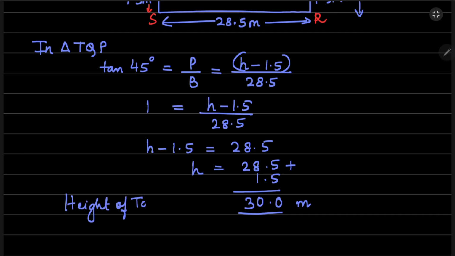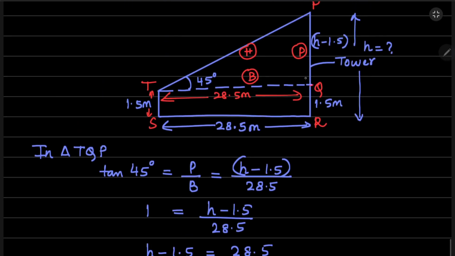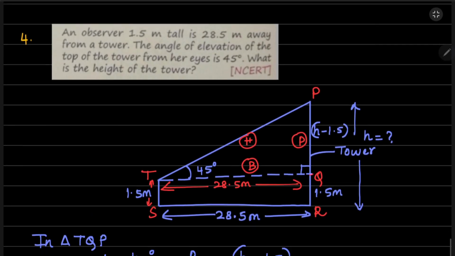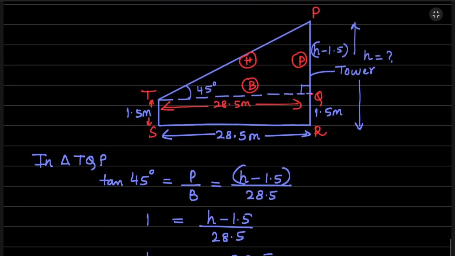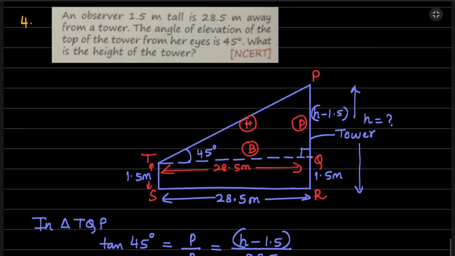So just only one trigonometric ratio you have to apply, and in only one of the right angle triangle. That's all. So this question is very, very easy. I hope you understood. Okay, let's move on to the fifth question.